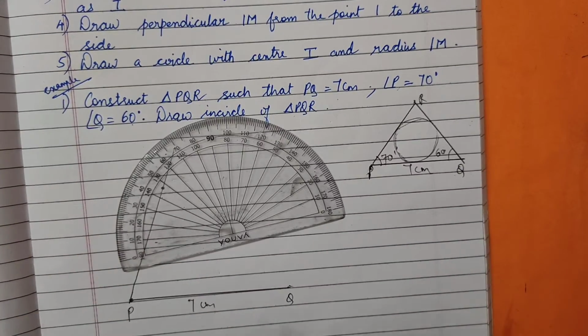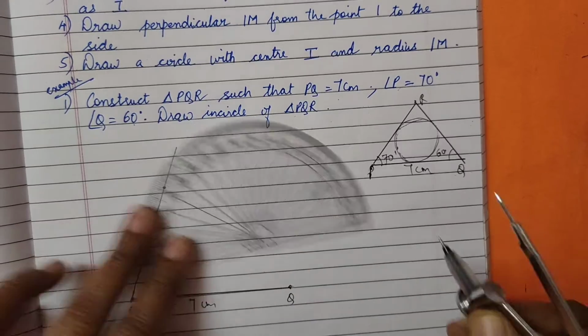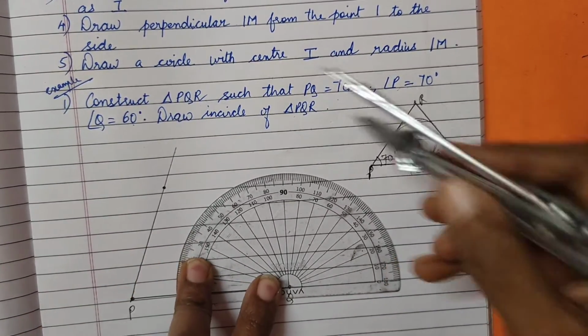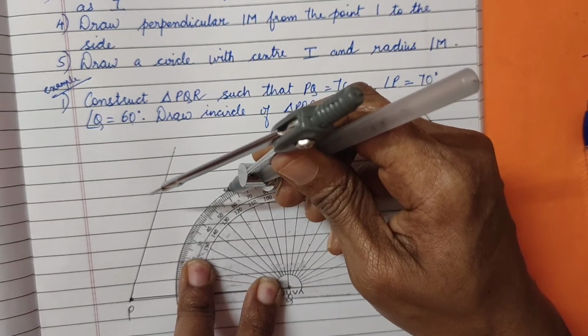Okay, this is my 7 centimeter. I should keep my point properly, so I kept it here. I am doing which one, my dear? This is a 60 degree. I observe the 60 degrees here.